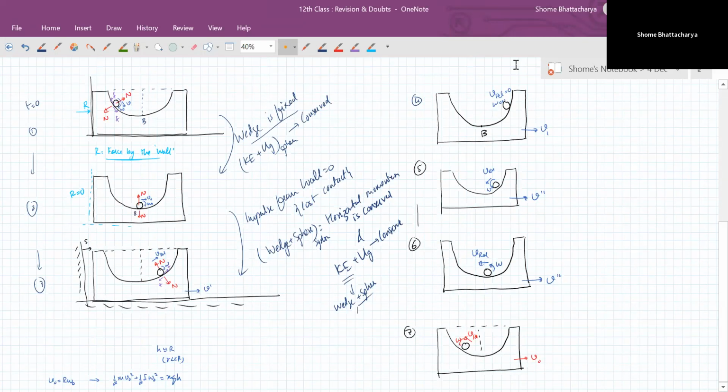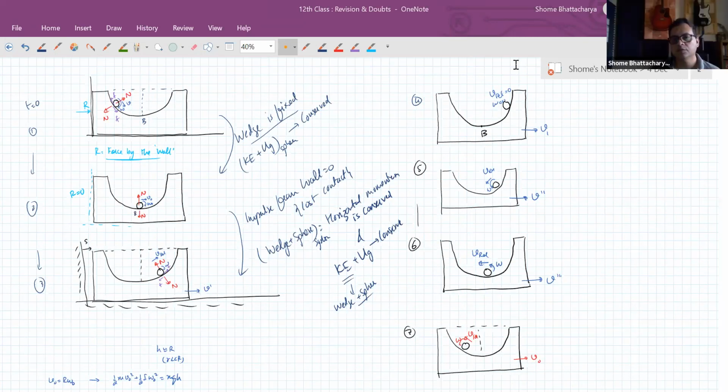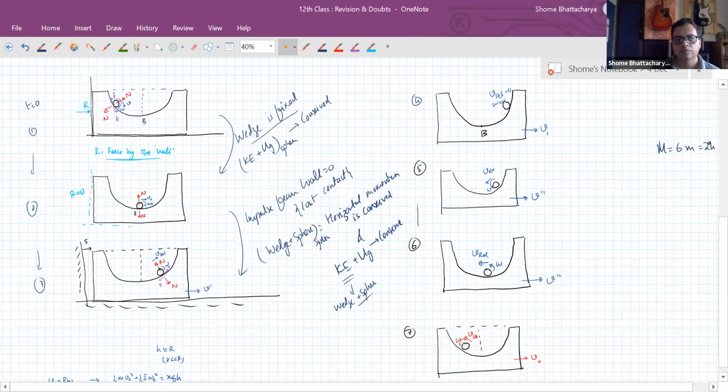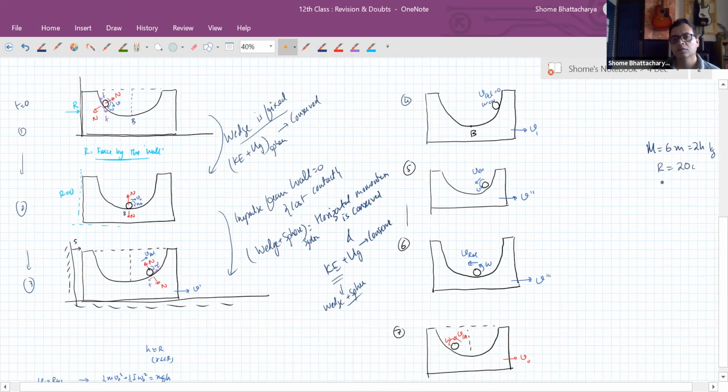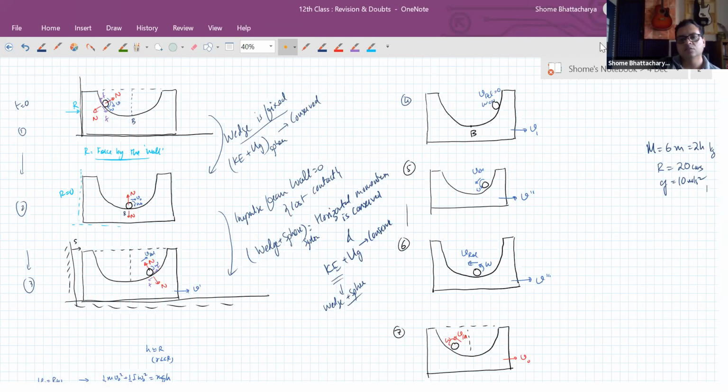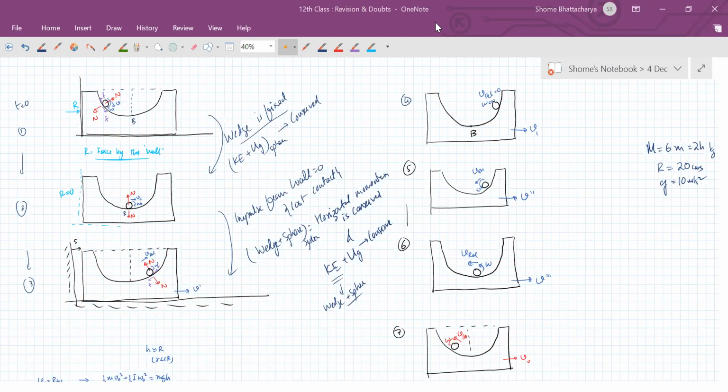Okay, so now make use of these guidelines over here, and of course use the values given that capital M is 6 times small m, equal to 24 kilograms, and capital R is 20 centimeters, g is 10 meters per second squared. Try to properly select what concepts you will use for which part of the question. Go through this once, and I'll take you through the question once more, and then we'll discuss the solution.